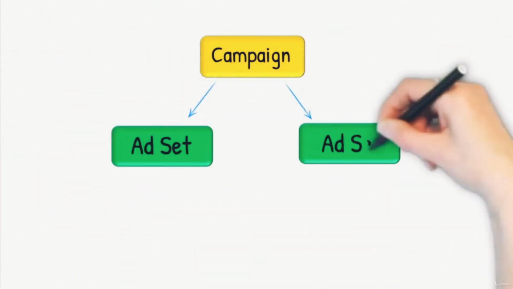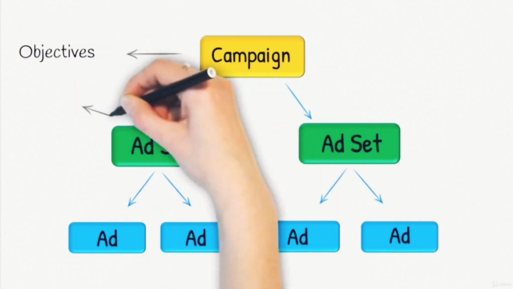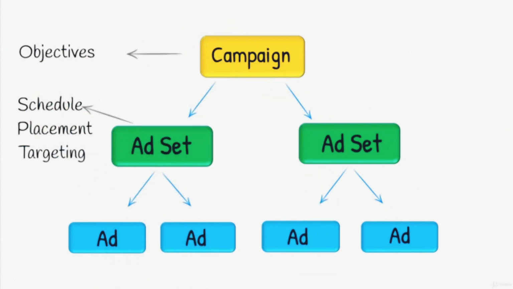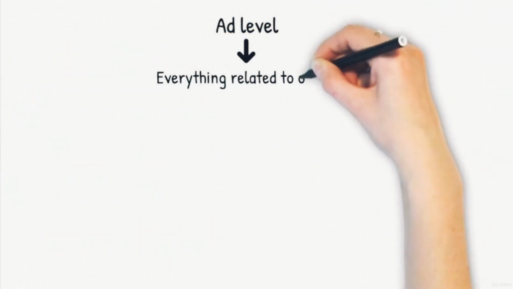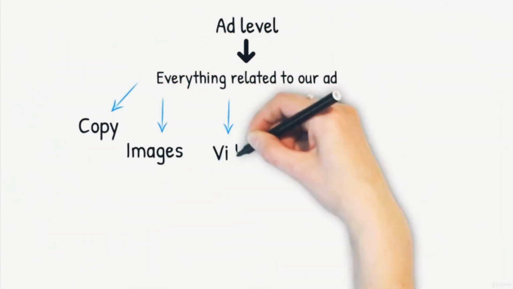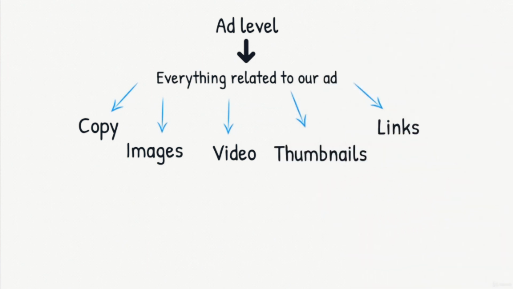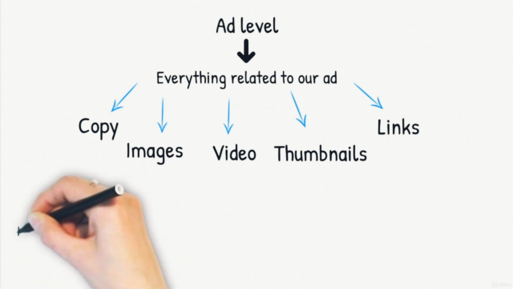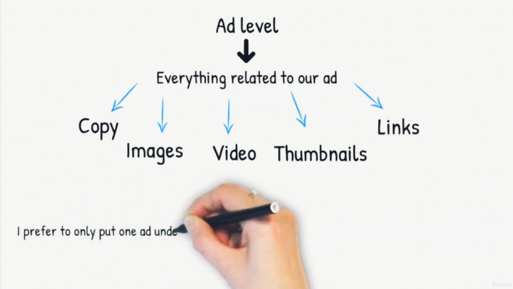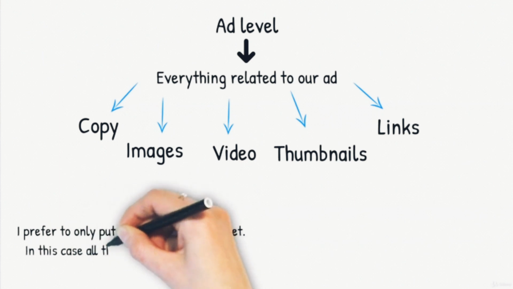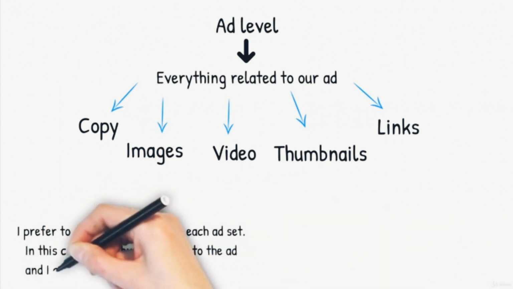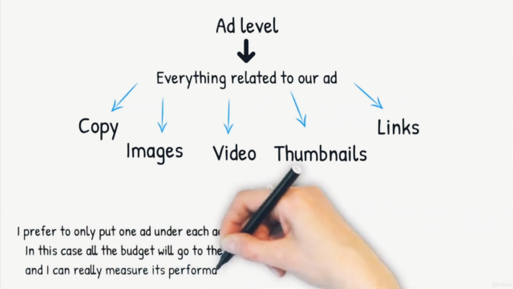After we have seen the second level, which is the ad set level, we'll move to the third level, the ad level. At this level, we will choose everything related to our ad: the copy, the images, the video, the links, and everything. You can also put different ads under the same ad set, which is something I personally prefer not to do. I prefer to only put one ad under each ad set. In this case, all the budget will go to this ad and I can really measure its performance.